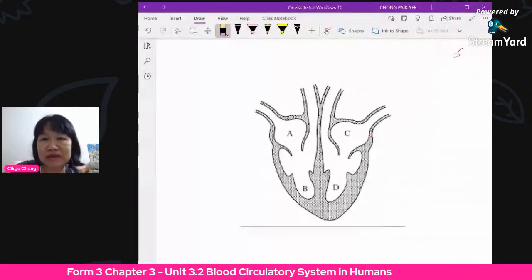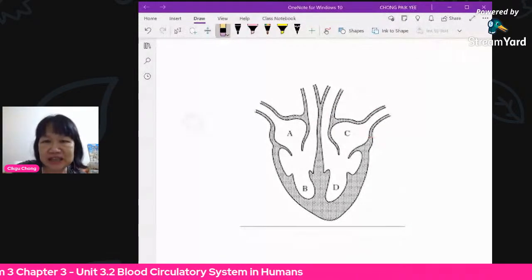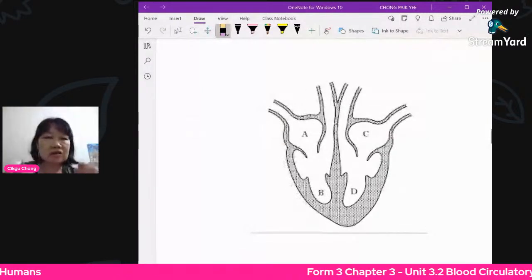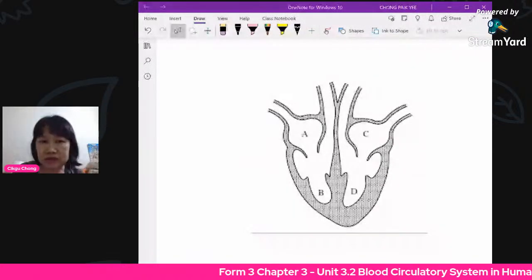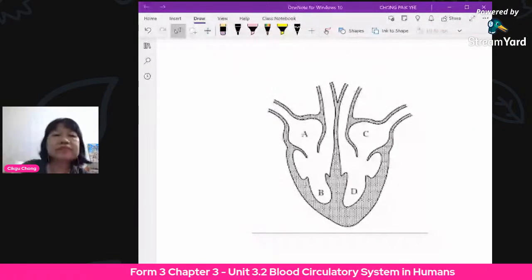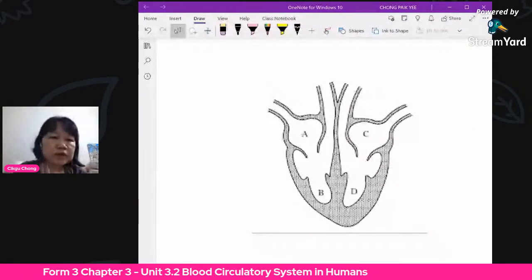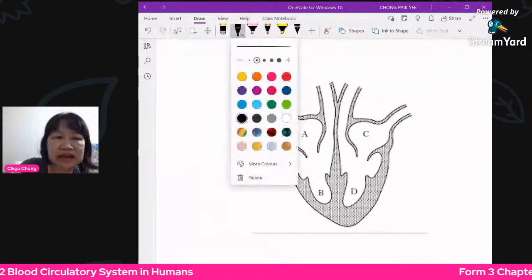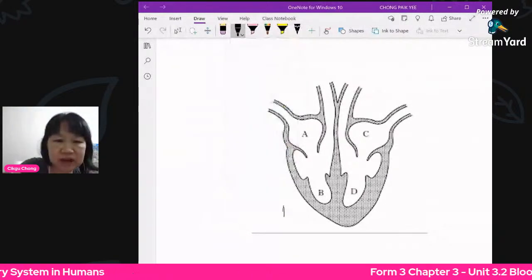Okay, let's look at this. Let's start the story. How does your heart flow? How does your heart pump the blood? How does your blood flow in your body? Right, let's see. First of all, before we forget, always put back the direction. This is the right and this is left.